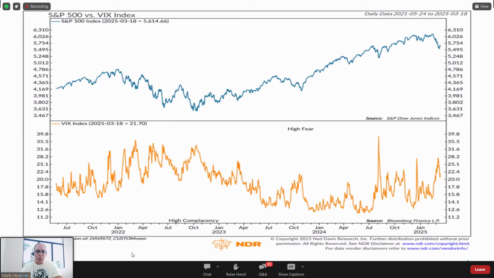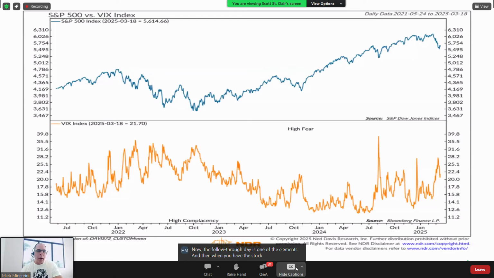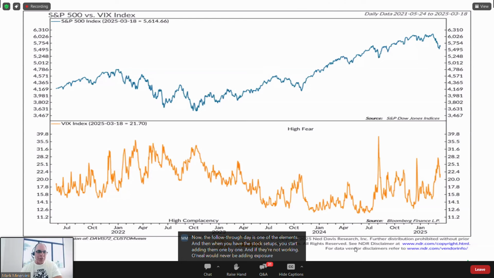People think that O'Neill would just plow in there when there's a follow-through day. No, the follow-through day is one of the elements, and then when you have the stock setups, you start adding them one by one. And if they're not working, O'Neill would never be adding exposure if his first few games weren't working. There's no intelligent reason for you to go to 50 or 100% invested if at 25% invested you're losing money. You really got to be patient here and not get so locked into looking at the market indexes.